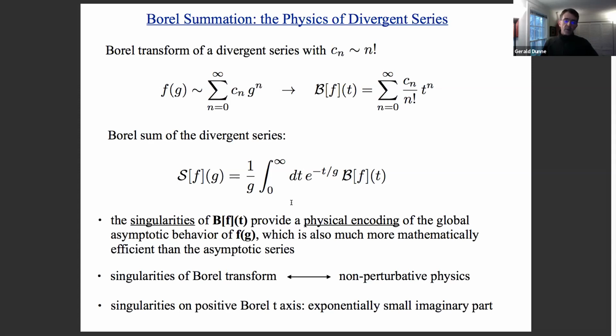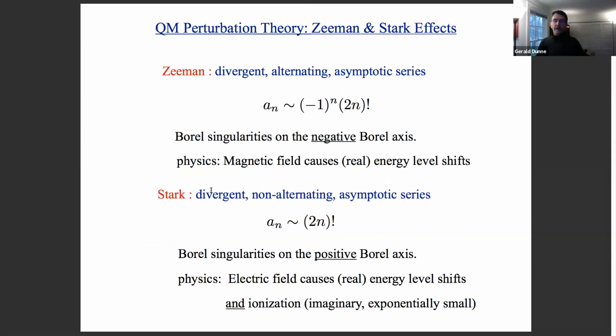And you see, for example, that if there were singularities along the positive t axis, either poles or branch points, then they would contribute exponentially small imaginary contributions to this Borel sum of the original divergent series. And there's a lot of interesting physics in that. For example, go back to some simple quantum mechanical examples: the Zeeman effect and the Stark effect. So imagine, say, a hydrogen atom placed in a constant magnetic field, or a hydrogen atom placed in a constant electric field. High orders of perturbation theory have been studied in these problems.